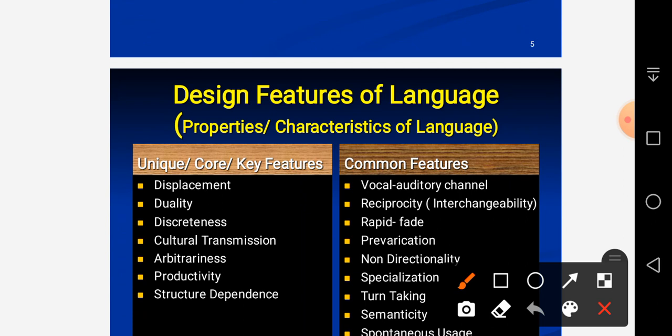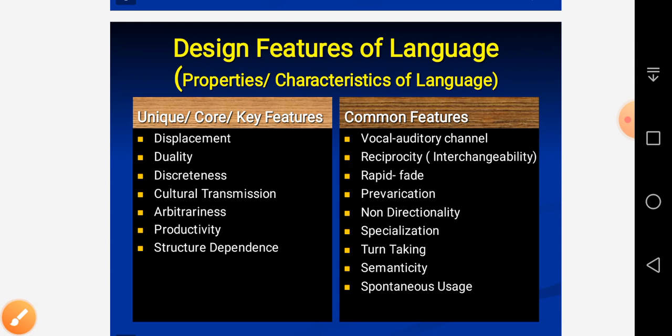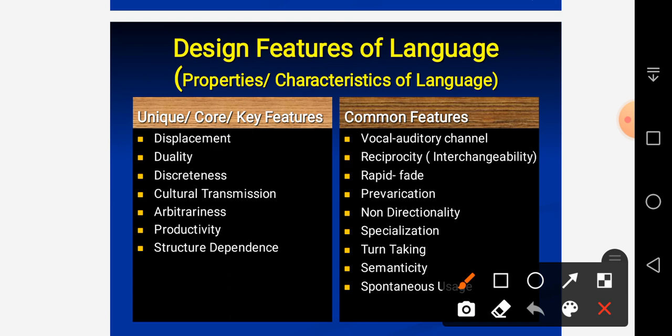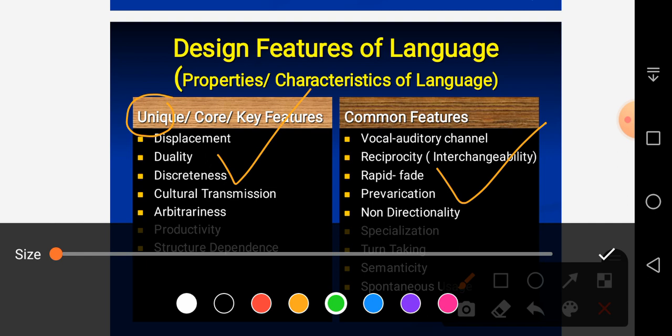These are known as design features of language, or we can call them properties or characteristics of human language. Human language has many characteristics, many properties, and many design features. These features have been divided into two groups, group number one and group number two. In group number one, I have shown unique features, core features, key features. That is why I call them unique, core, or key features, because they are found only in the human communication system.